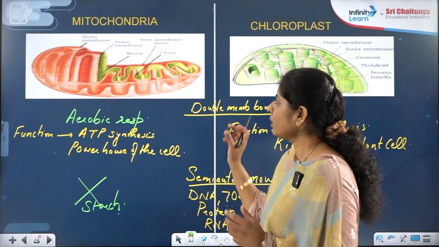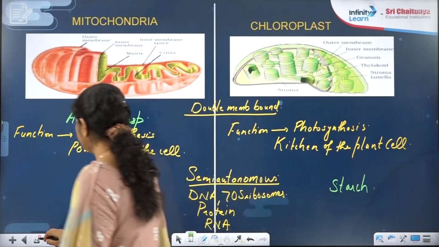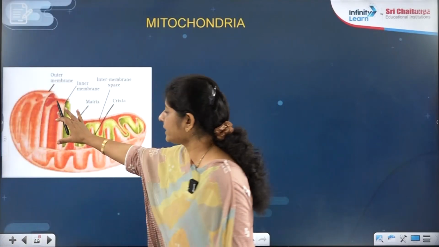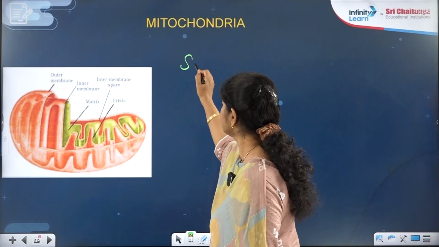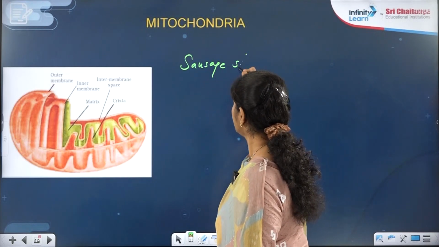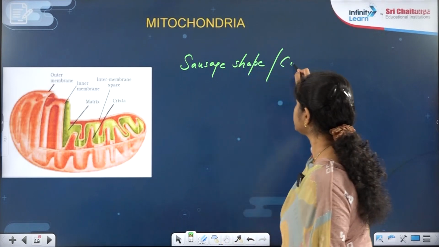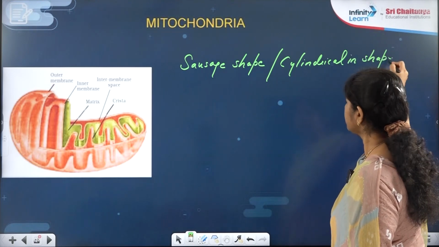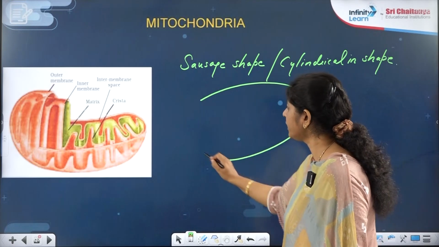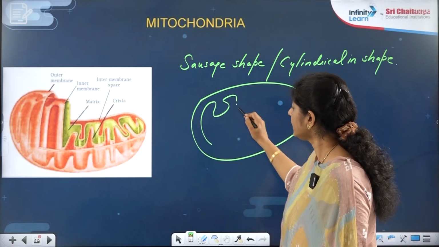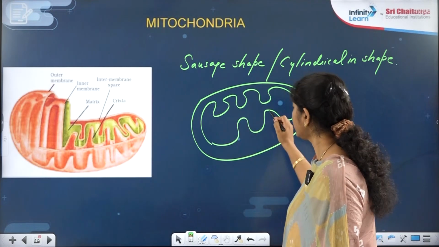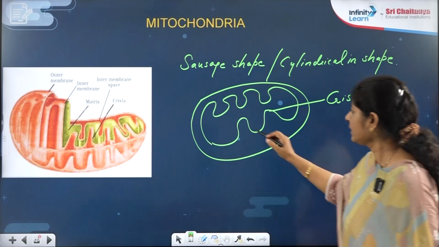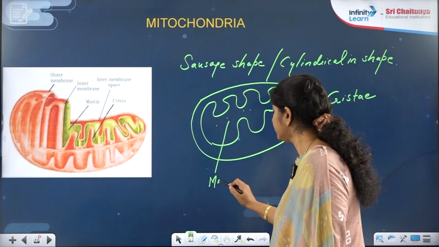Fine. Now let's talk about their individual structure. For mitochondria, you will find this type of shape in your NCERT book. What type of shape is it? Sausage shape, right? Otherwise it can be cylindrical in shape also, and it is double membrane bound. But do remember, the outer membrane is continuous, and the inner membrane forms infoldings, which you call cristae. Do remember, this is cristae, not cisternae, right? And there is a matrix here.